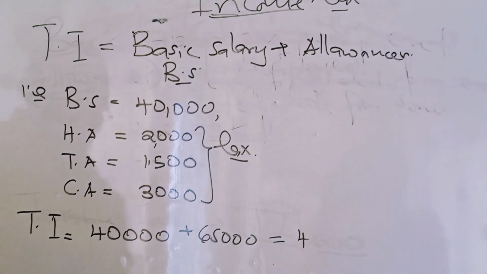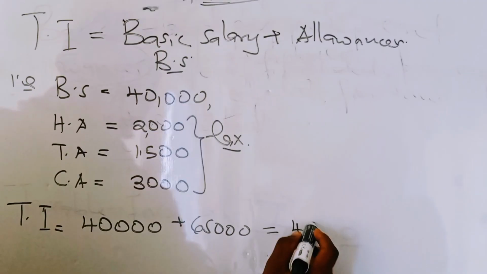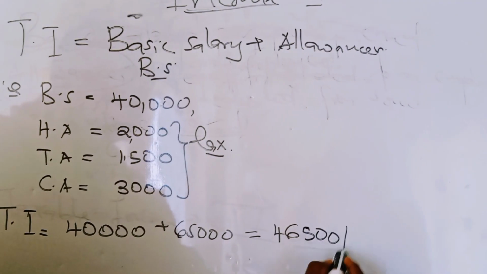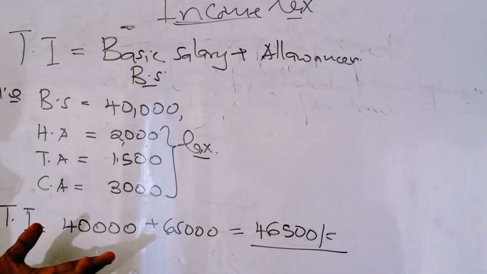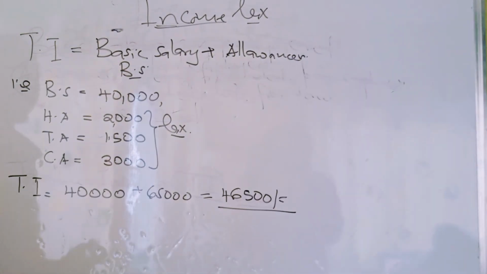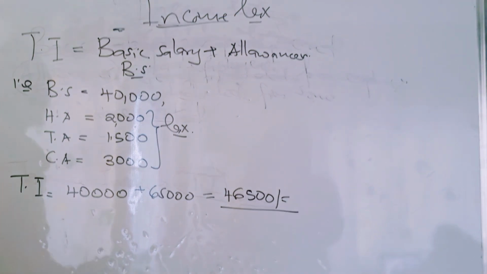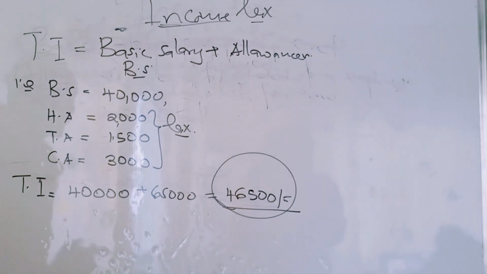So at the end of the day, this person is going to be taxed a sum of 46,500. So this ends up being the taxable income, and perhaps if we have other benefits, you add them there. So that's it. In the next segment, I'm going to show you how we are able to tax this money using what you call the tax bands.